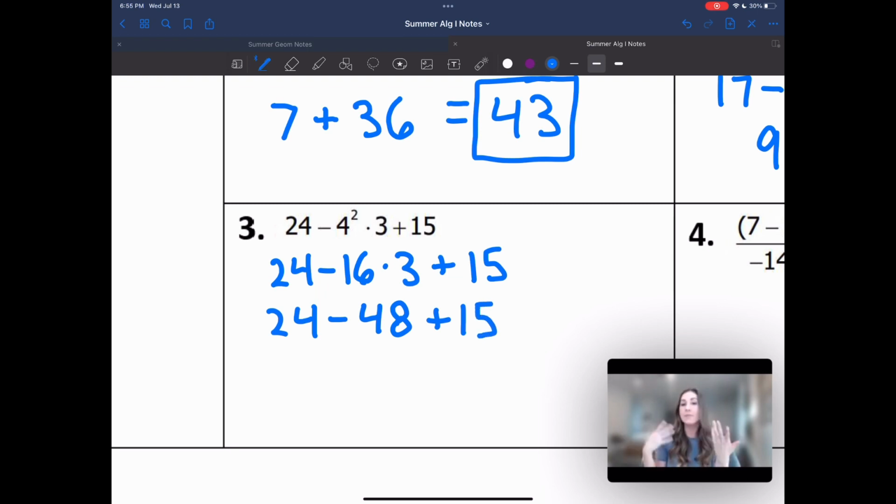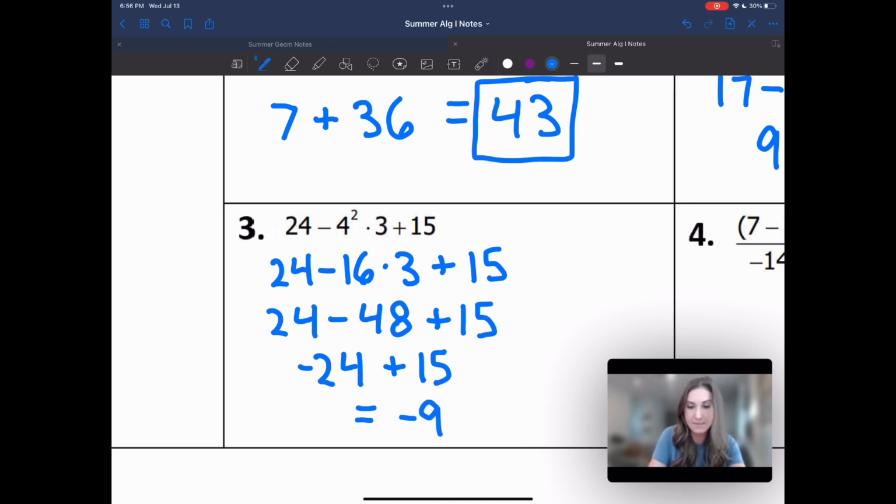And now all we have left is some subtraction and addition, and we're just going to go left to right here. Okay, now you got to be careful because we're going to get into some negative numbers now. All right, but if we do 24 minus 48, we're going to get negative 24. And then we've got our plus 15. And you just have to be mindful of your signs here. But if we add 15 to that, we're going to get negative 9.